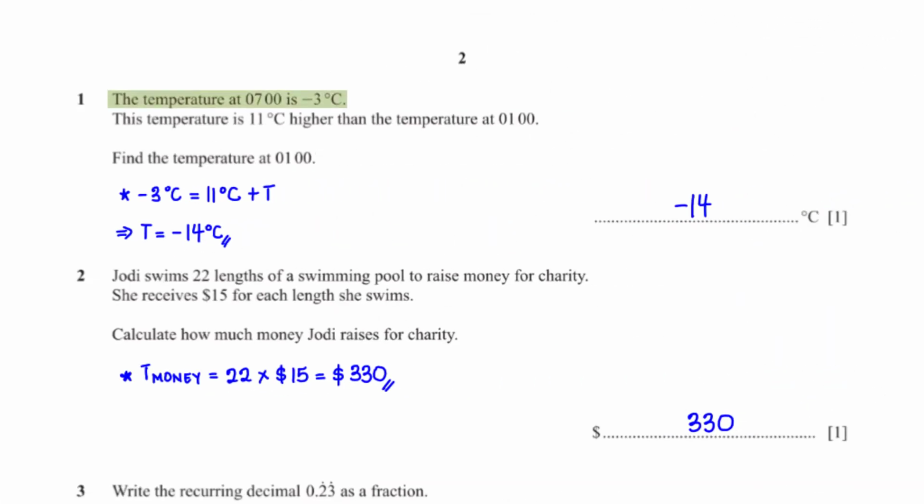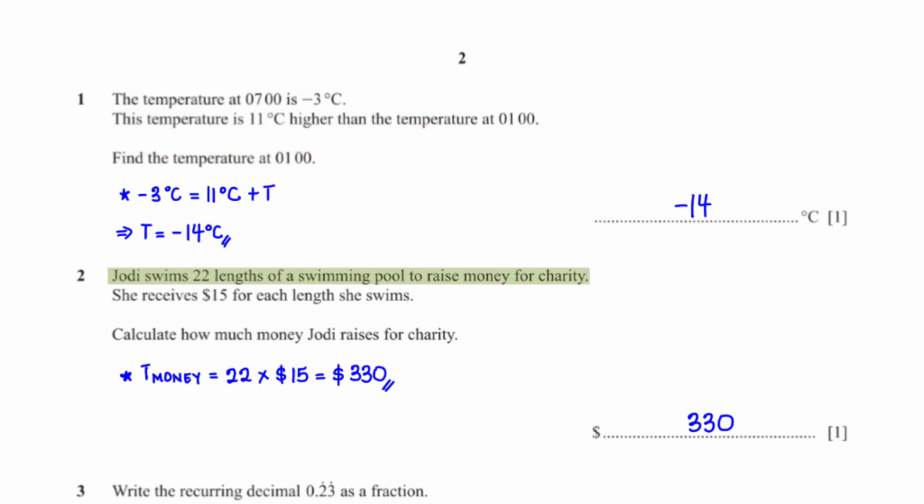The temperature at 7 o'clock is -3 degrees Celsius. This temperature is 11 degrees Celsius higher than the temperature at 1 o'clock. Find the temperature at 1 o'clock. We are told the temperature at 7 o'clock, which is -3 degrees Celsius, is 11 degrees Celsius higher than the temperature at 1 o'clock, which we are calling T. This simply means -3 degrees Celsius equals 11 degrees Celsius plus T. When we subtract 11 from both sides, we get T equals -14 degrees Celsius.